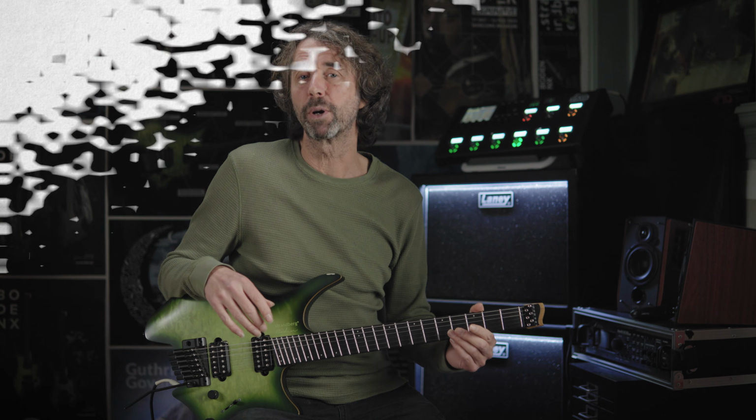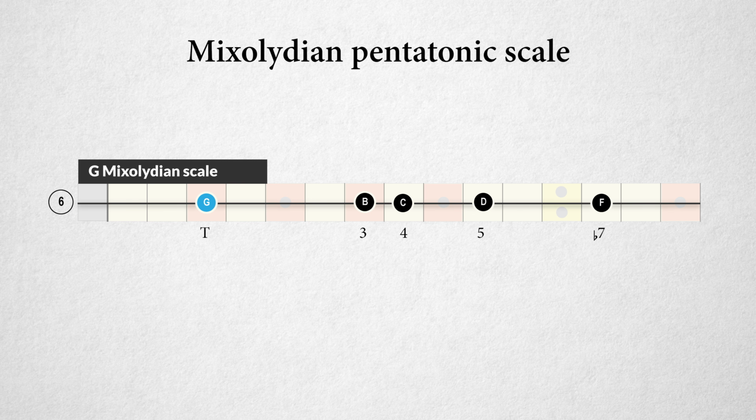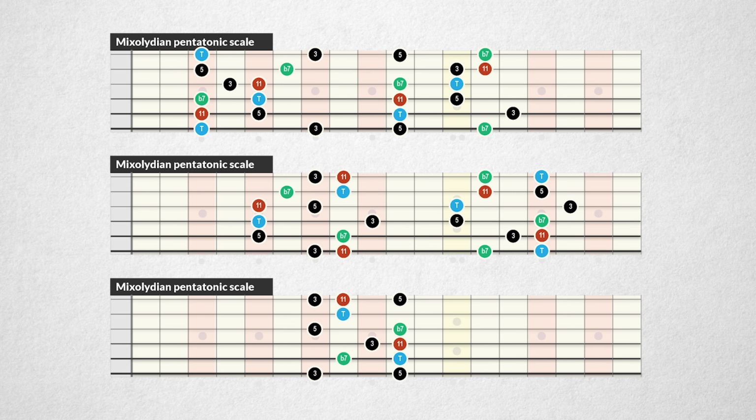Now the notes in the G Mixolydian pentatonic scale have the following harmonic functions: the tonic G, the major third B, perfect fourth or 11th C, perfect fifth D, and the minor 7th F. Here's an overview of the patterns of this Mixolydian pentatonic scale.